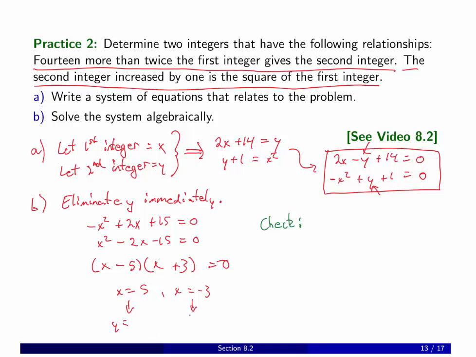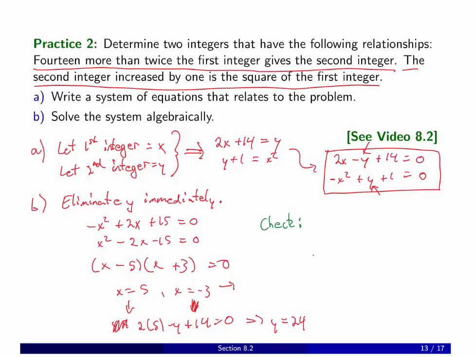So for here, if you plug in 5 for x, you're going to have y equaling, and let me just show my work. I'm doing the first equation, so it's going to be 2 times 5 minus y plus 14 equals 0. This implies that y equals, let's see, 10 plus 14. Bring that over to the other side. Divided by that gives you 24.